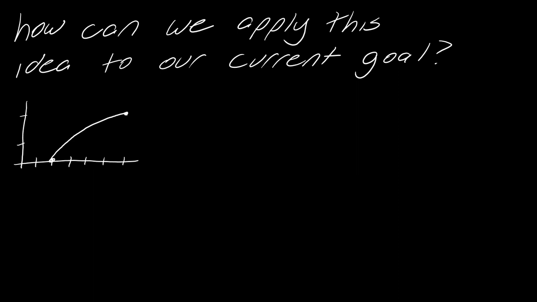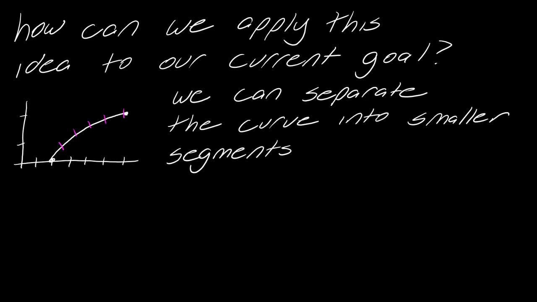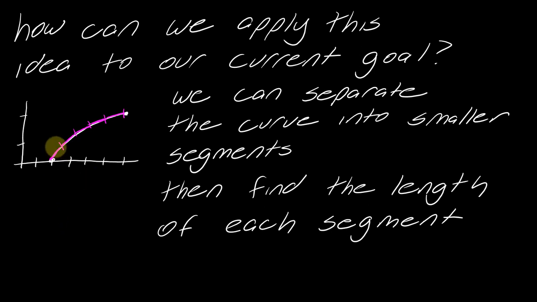So what I want to ask is, how can we apply the idea of a line segment, just in general, to this curve? And maybe you already had an idea about this. So the idea would be that we'd probably want to separate this curve into smaller line segments like you see here. And then we'd want to connect those line segments. So there's now all these tiny lines. And then we could just find the length of each one of these tiny line segments.